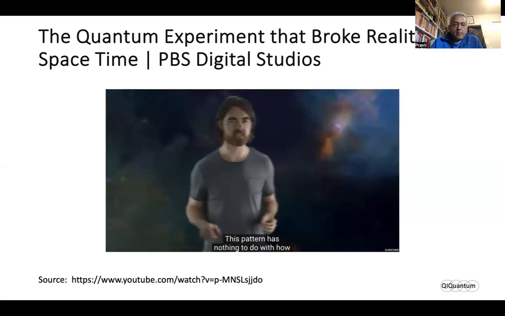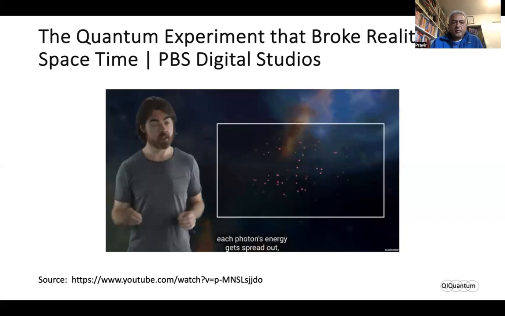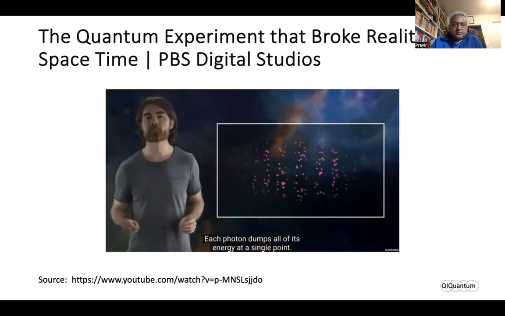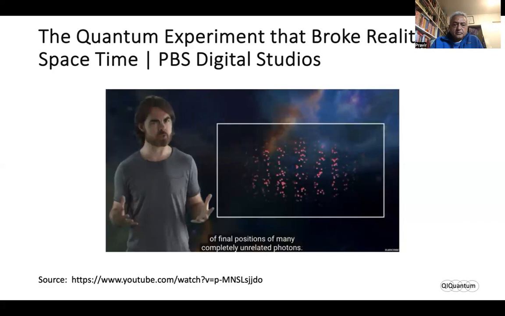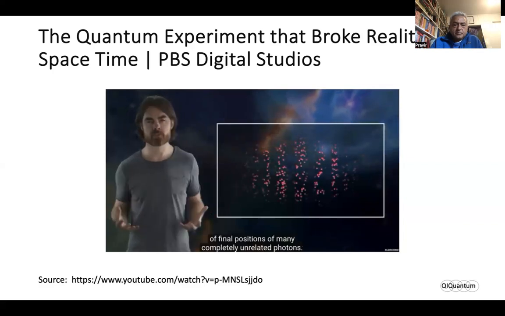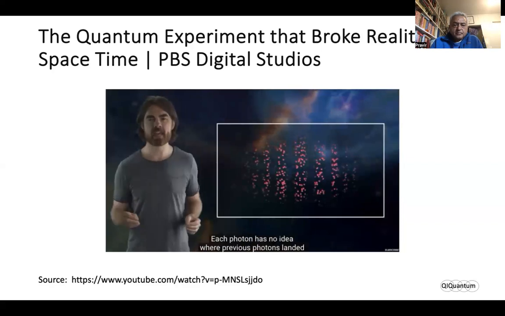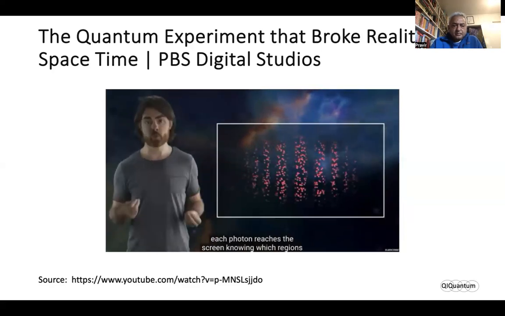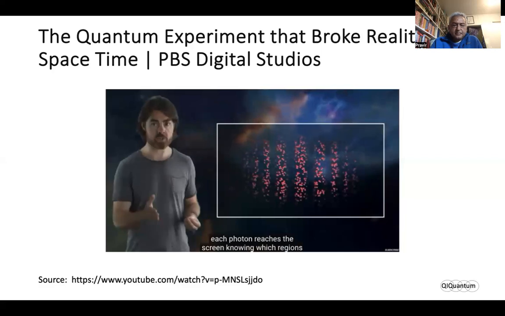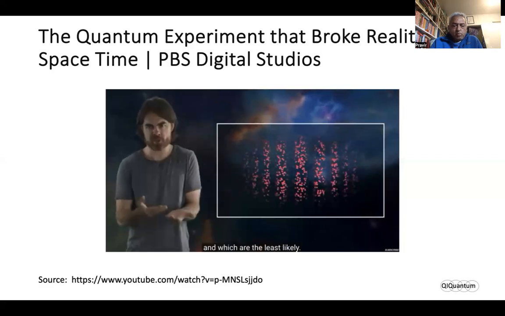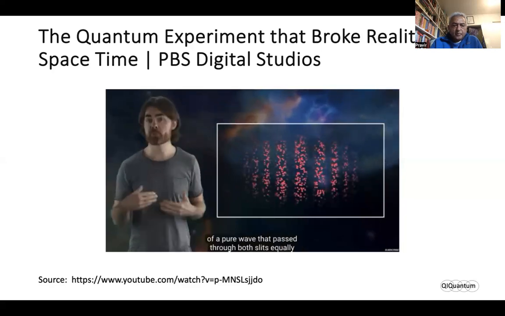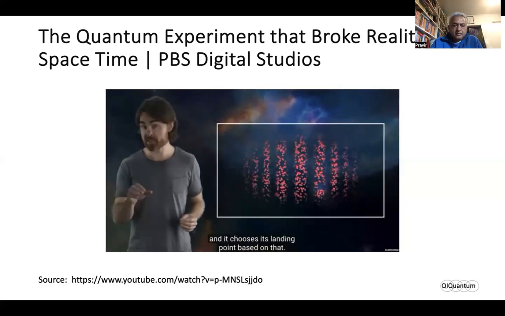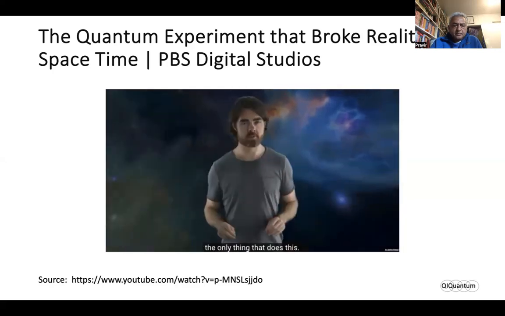This is so bizarre. This pattern has nothing to do with how each photon's energy gets spread out, as was the case with the warp wave. Each photon dumps all of its energy at a single point. No, the pattern emerges in the distribution of final positions of many completely unrelated photons. How can that be? Each photon has no idea where previous photons landed or where future photons will land. Yet each photon reaches the screen knowing which regions are the most likely landing spots and which are the least likely. It knows the interference pattern of a pure wave that passed through both slits equally, and it chooses its landing point based on that. It turns out that the photon isn't the only thing that does this.